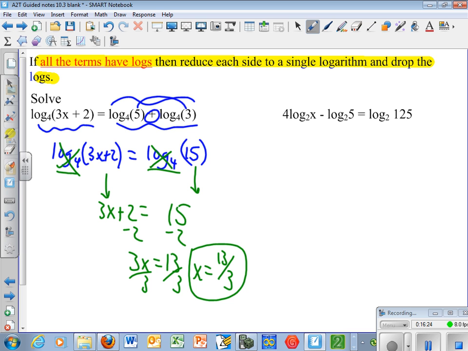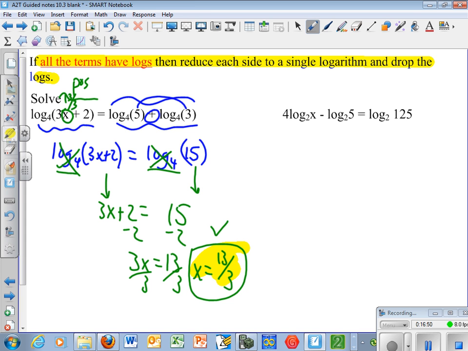And if you plug that back in, the only place you have an x is right here, 13 thirds, which is 4 and 1/3 or whatever, times 3 plus 2. That would make a positive right here, so we'd be taking the log of a positive. So that one does check out. That means that it's not extraneous, and that would be our answer. So you can get fraction answers. All right, let's go to the next one.